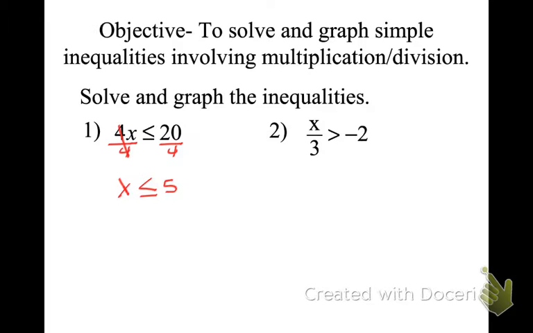And this is solving graphs. So when that happens, the expectation is I have 0 and 5. We start at 5. Is it a solid or an open circle? Solid. And we're going to go in the left direction, right?